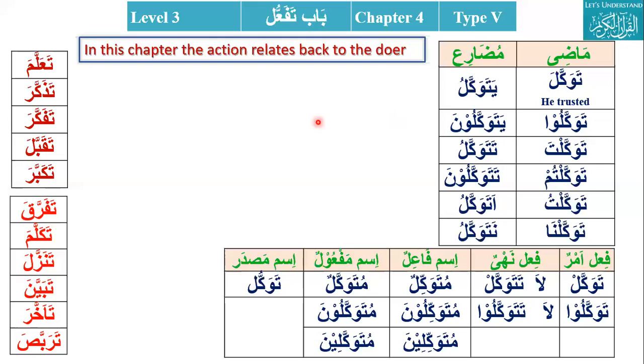Any questions? I have a question from Brother Akhtar regarding tazakkara. He asked about the first form. The first form is zakara, bab nasara, means he remembered. Then I am wondering if tazakkara has form three as well. Form three, bab taf'il, zakkara, to remember again and again. Tazakkara means he received advice. Okay, we can stop this part.